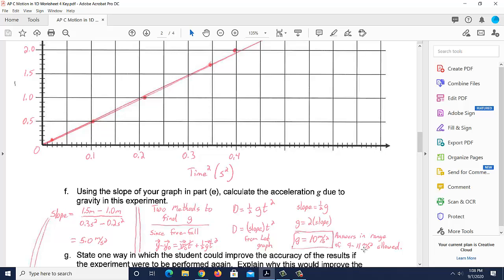And notice here, they'll take anything in the range of 9 to 11 here. So they give you a 10% bump on either side. Same thing over here with the slope, right? So they take anywhere from about 4.5 to 5.5. So they give you a range of values because you're eyeballing this.